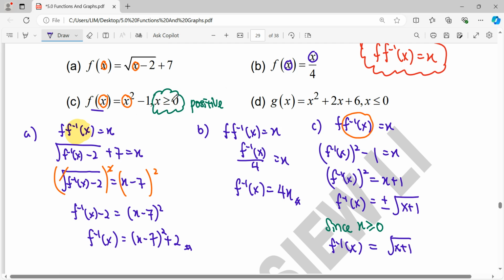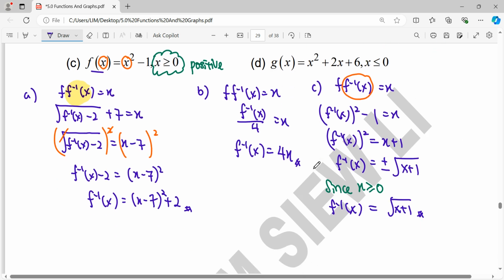So this is the quadratic side, we take the positive side to be inverted, therefore our answer will be the positive answer. This is our f inverse. Then we continue for D, where our function is g of x, which is x squared plus 2x plus 6, where you can see this function also states the domain x less than 0, so that this quadratic function can be inverted.